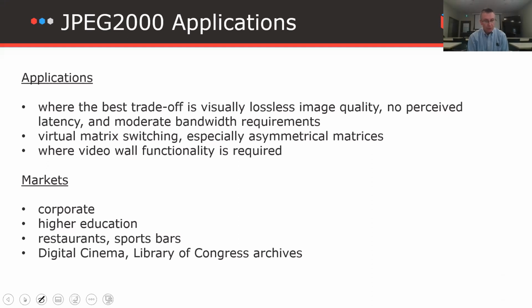So markets, we've seen lots of these go into the corporate and higher ed markets. I talked about the sports bars. JPEG 2000 is also digital cinema. So it's the standard. They standardized this years ago for digital cinema. So if you go to any cinema that's running digital projectors, it's based on the JPEG 2000 codec.